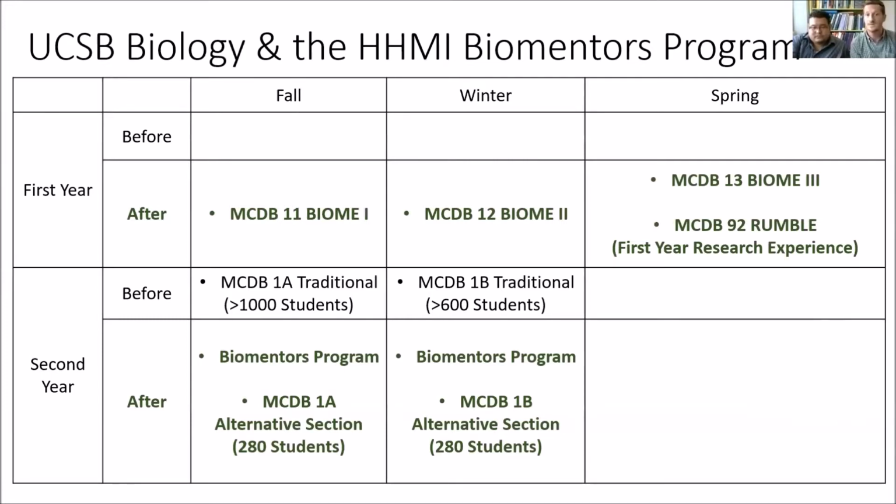So the two programs that we're going to talk about next are the BioMentors program, which is a co-curricular program designed to help the students in that traditional section excel in intro bio. And then the second approach at the second year level is the alternative, highly structured sections with 280 students. And Lala will be talking about that as well.